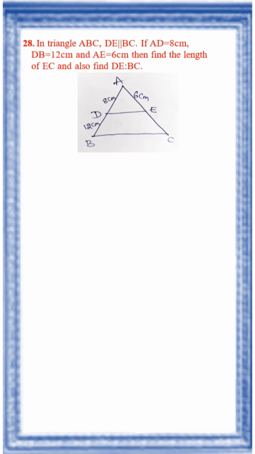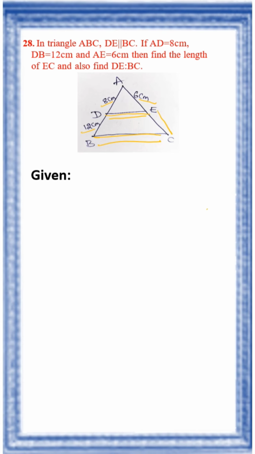In triangle ABC, DE is parallel to BC. Look at the figure. AD is 8 cm, it has been given. DB is 12 cm, AE is 6 cm. Then find the length of EC and also find DE is to BC.